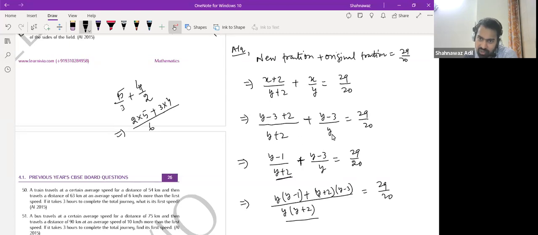But where did you get y plus 2 and y minus 3? After y multiplied by y minus 1, you put plus y plus 2 into y minus 3. Here, 3 divides 6, so I get 2. This y divides this y into y plus 2. So what will I get? y into y plus 2 is divided by y, so I will get y plus 2. Then this y plus 2 is multiplied with y minus 3. Clear?